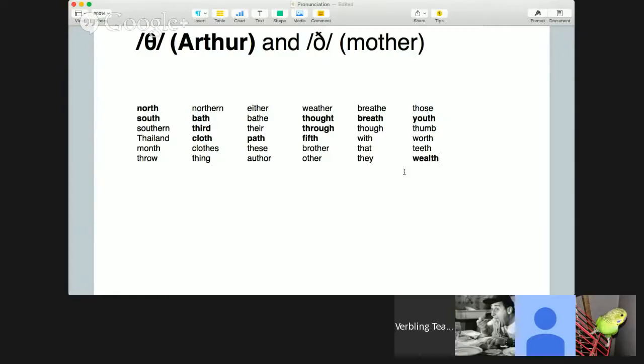Thumb. Well done. That was a tricky one. So in your mind, you have to go, is it thumb or thumb? Is it those or those, right? And you chose the right one, thumb. So I can give you a thumbs up.